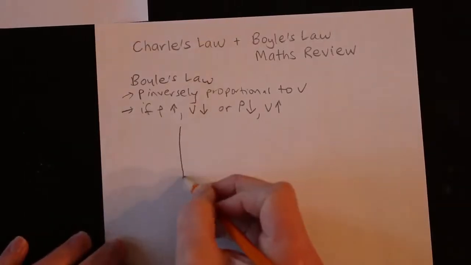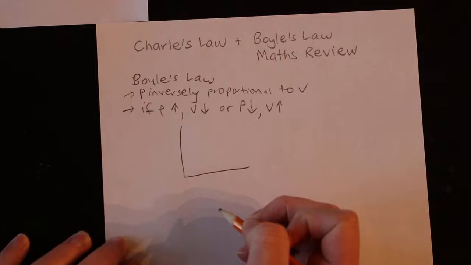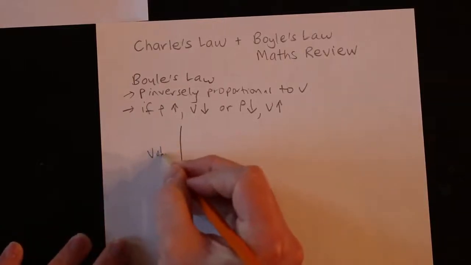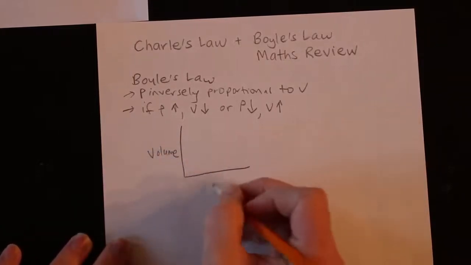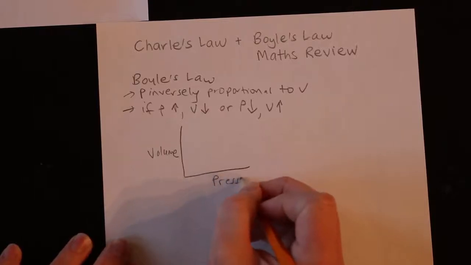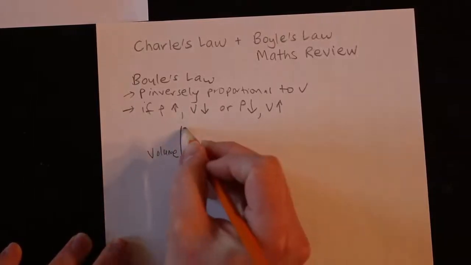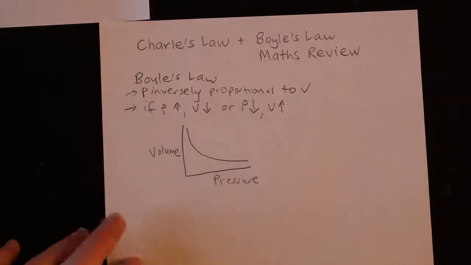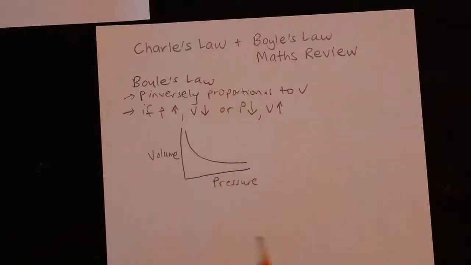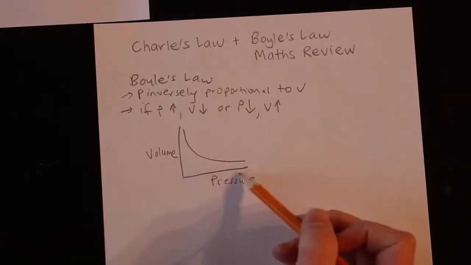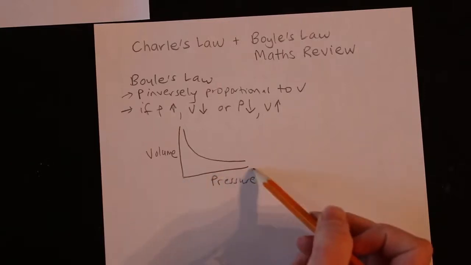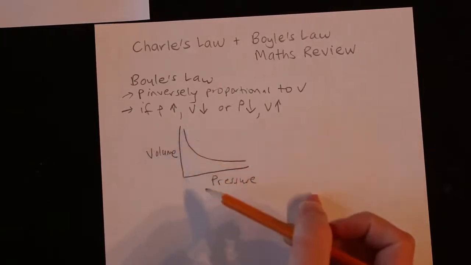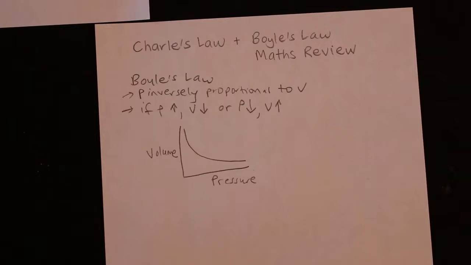Graphically, if we were to plot an inverse relationship like this, of let's say volume versus pressure, it would have a downward exponential type look to it. Because again, if we look, going from left to right, pressure is increasing, but volume is decreasing. So they have that inverse relationship.